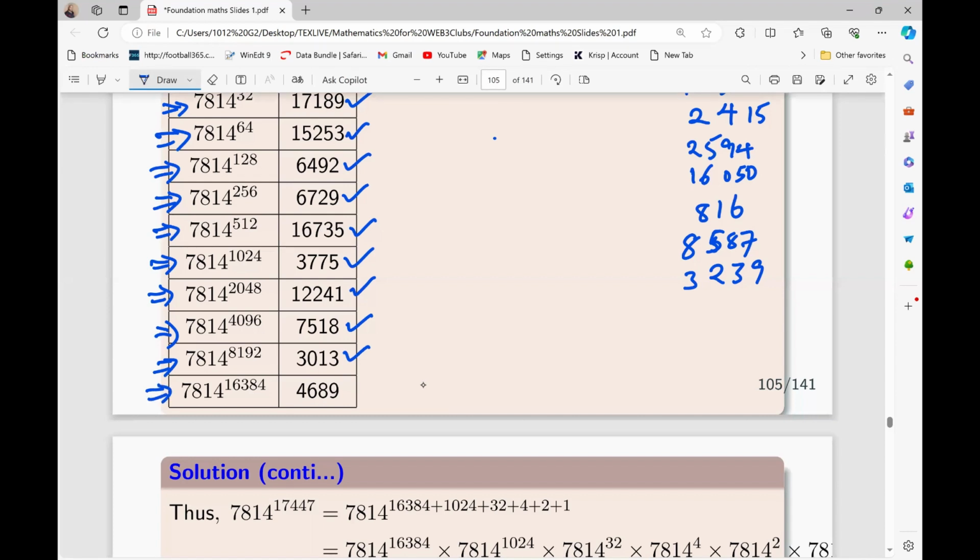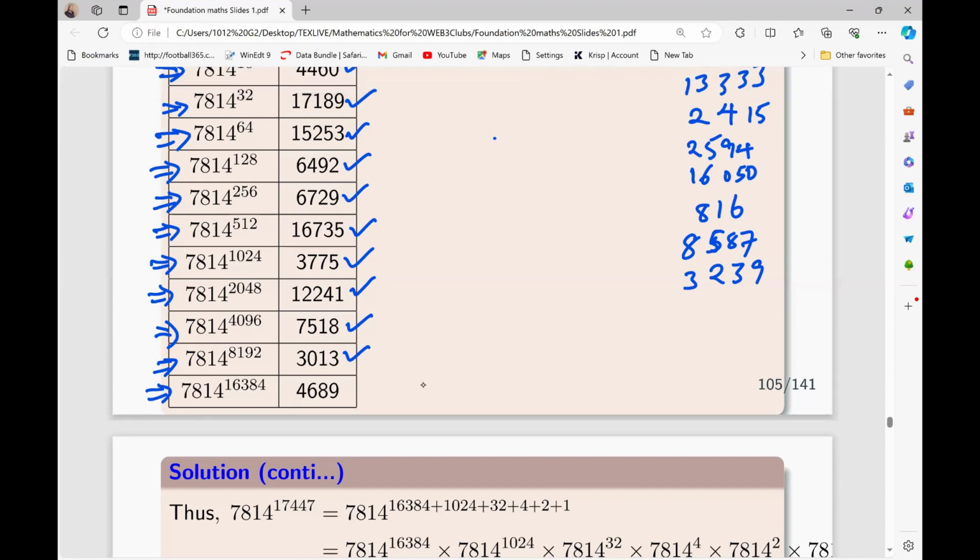Square that to get the next one. When you square that, what you get? 9,078,169. Okay, our divisor is what? 17,449. Going there 520 times, what is the remainder? The remainder is 4689. So we've done everything.